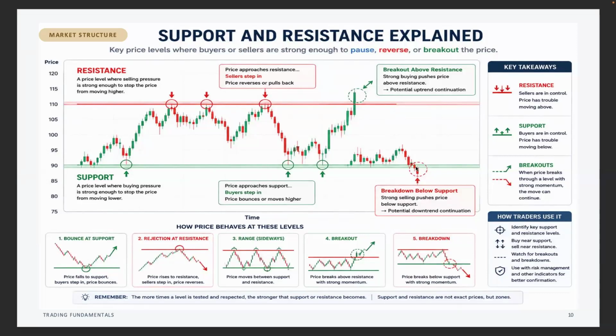Here it broke that particular support. We call that a breakdown below the support. That means there's going to be a downward trend. So when you see this kind of breakdown or breakout, you know whether it's going to be an upward trend or a downward trend. And that gives you some information about what is happening in the market.